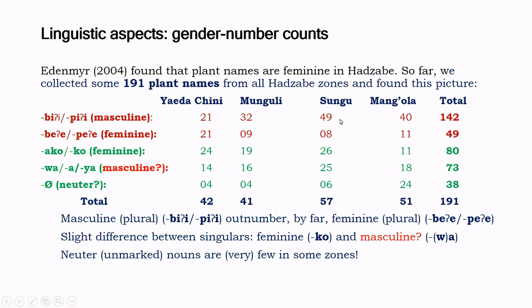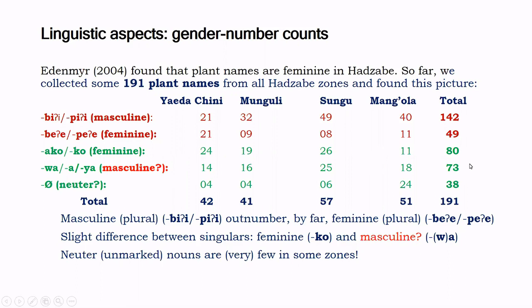Likewise, in Sungu, the pe or be is plentiful as opposed to the other one. The feminine is also plentiful, but it's more or less like the other nouns, which do not end in the same element. So when combined in totality, without checking the presence of similar nouns for some trees which are alike across the four zones in Hadza speaking zones, the be or pe, which is a masculine element, takes a number of nouns, and the feminine takes fewer nouns. But when it comes to nouns which take ko, oh, they are many. And those which take wa, oh yeah, they are many.